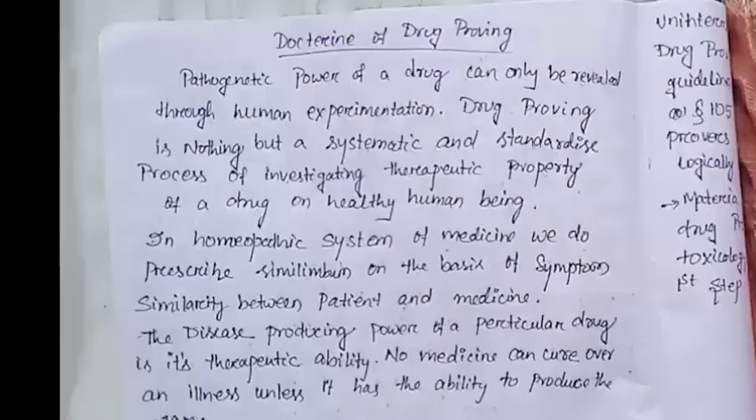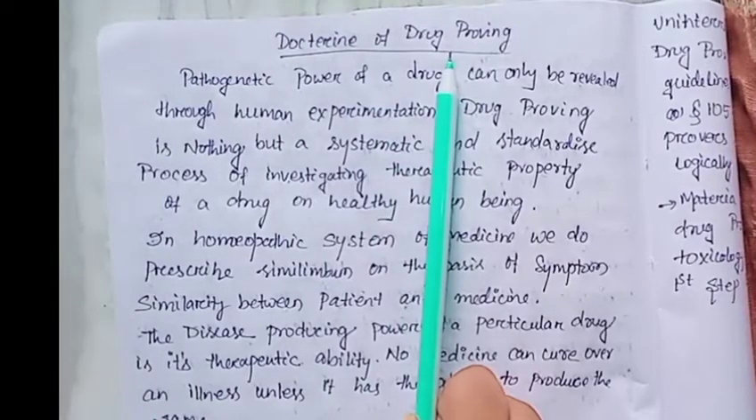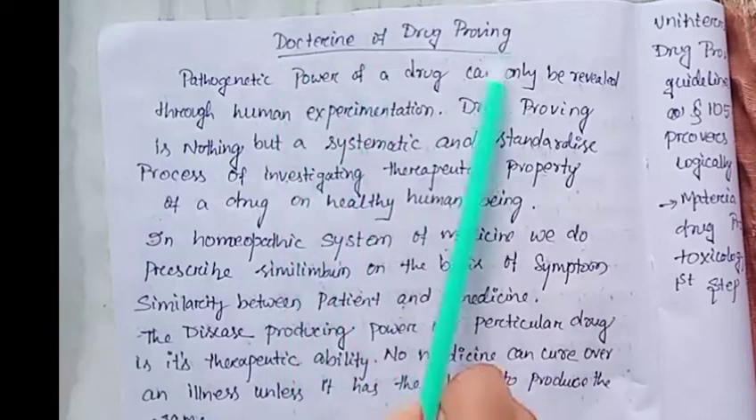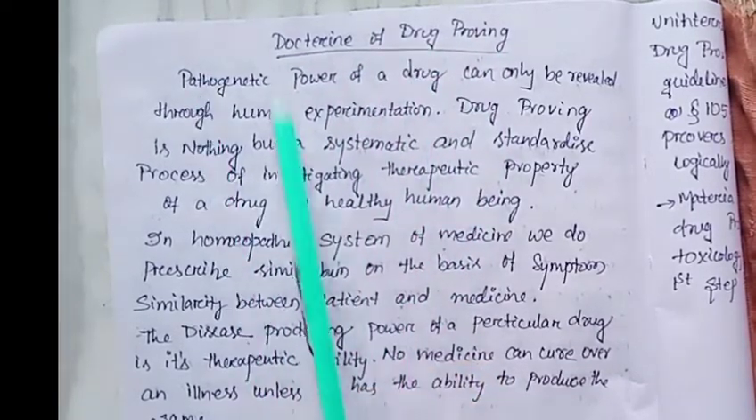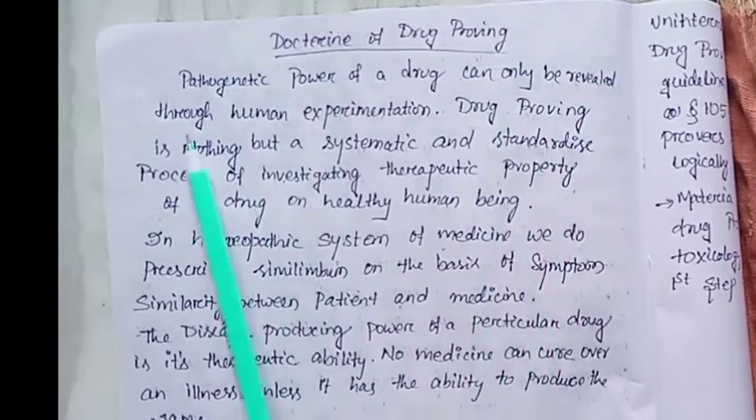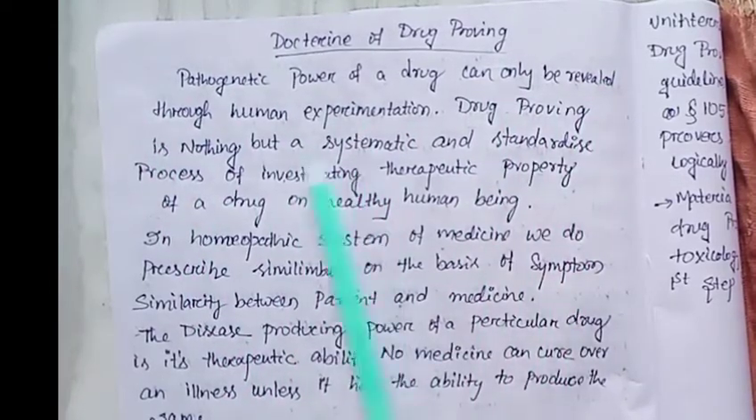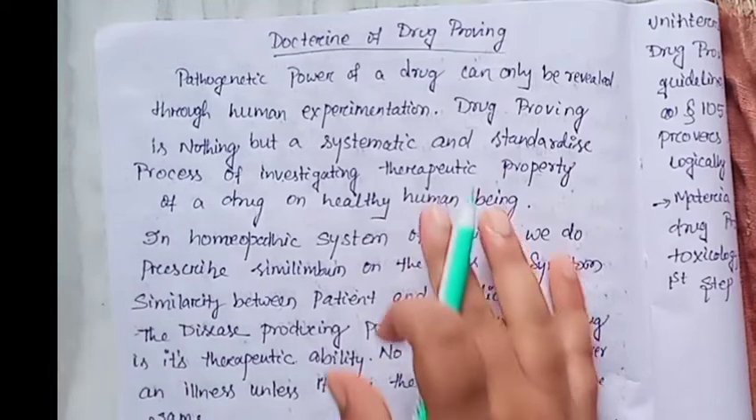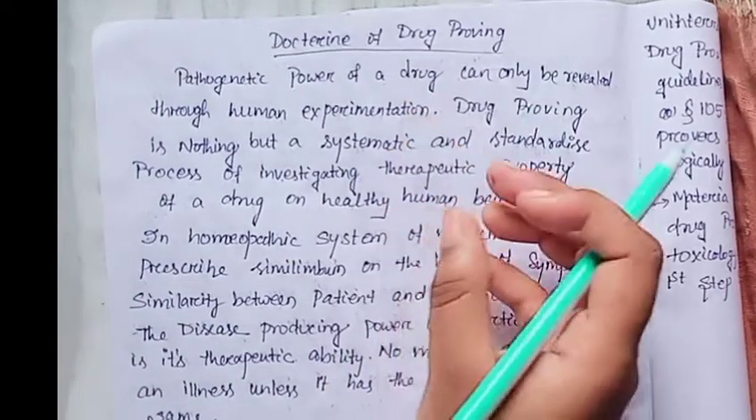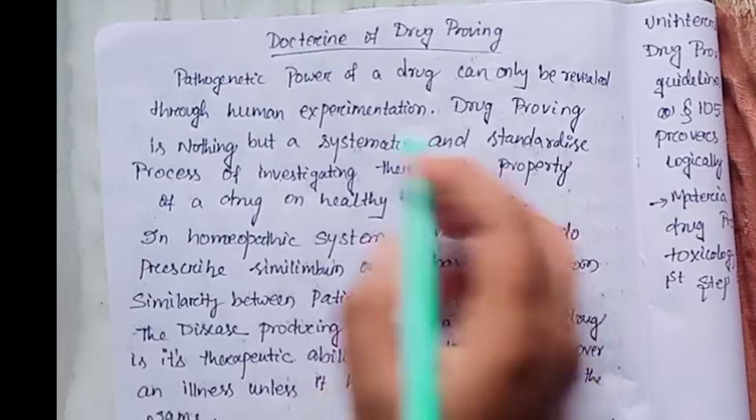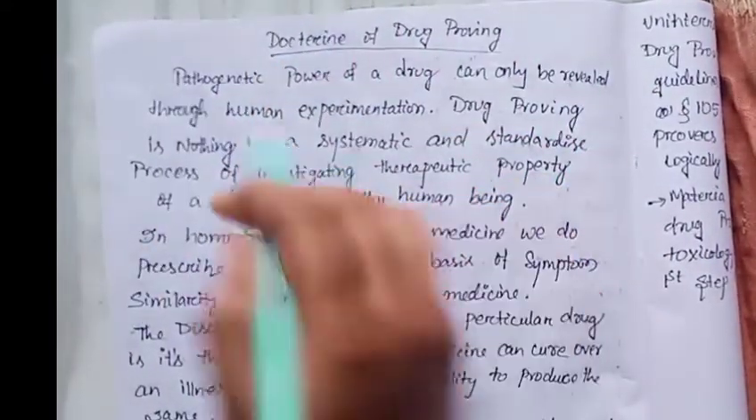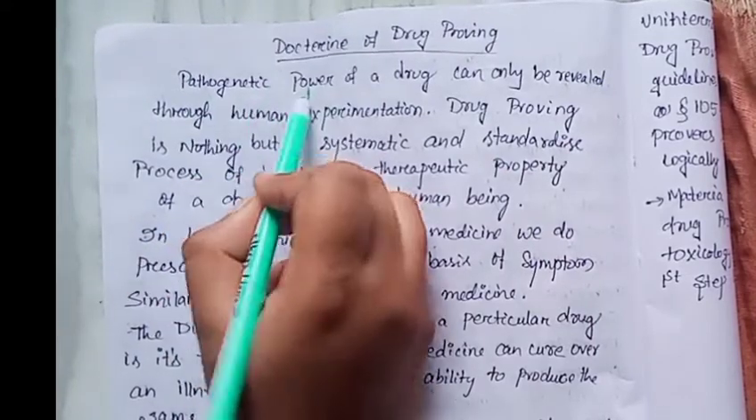Thank you. Doctrine about drug proving. First doctrine, that is the doctrine about drug proving. What does it mean? The pathogenic power of a drug can only be revealed through human experimentation. So what does pathogenic power of a drug mean? When the drug is introduced into a human being, the signs and symptoms produced are known as the pathogenic symptoms or pathogenic power of a drug.